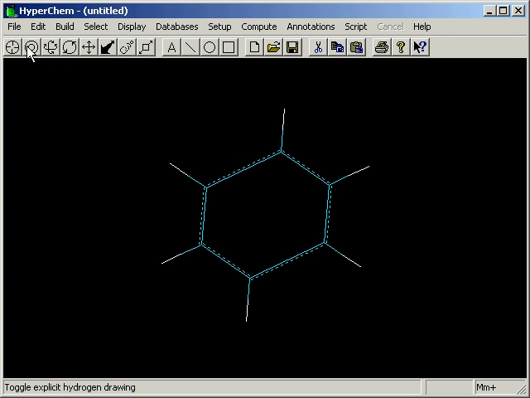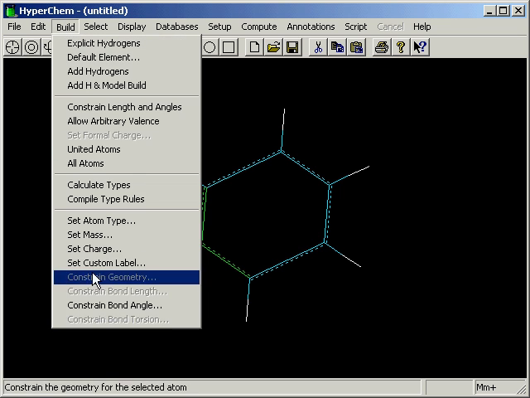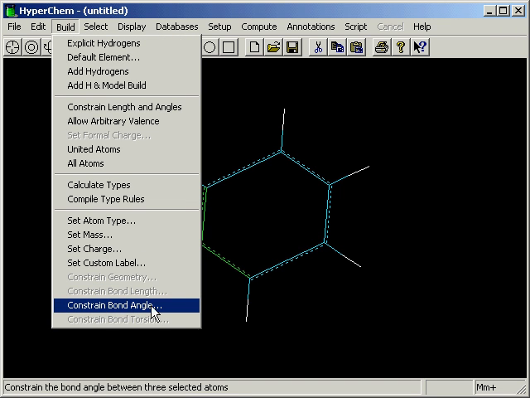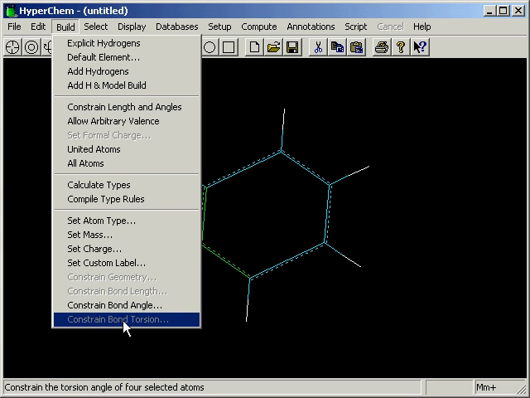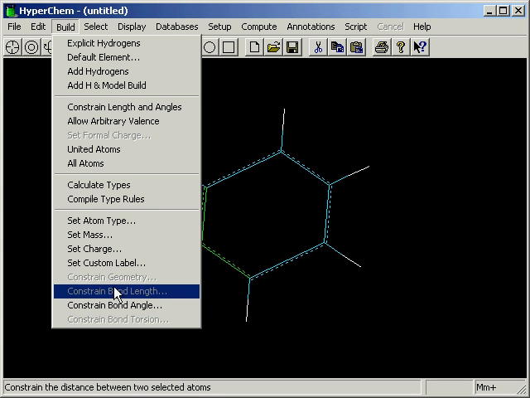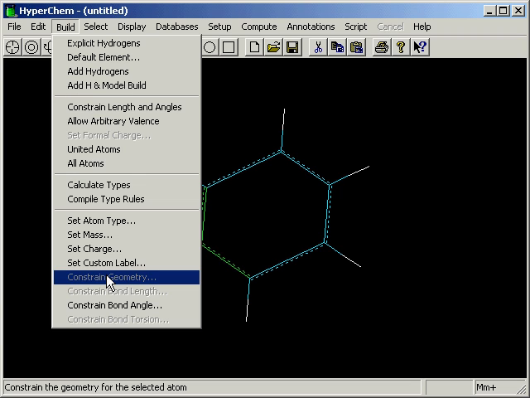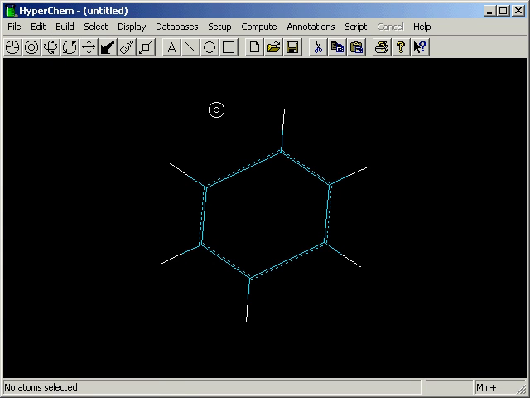if you select something such as an angle, the model builder will allow you to constrain those angles, bond lengths, or torsional angles, and in addition will allow you to constrain the geometry about a single atom if you want to, from sp3 to sp2 and so on and so forth. Anyway, those are the basic model builder constraints in HyperChem.